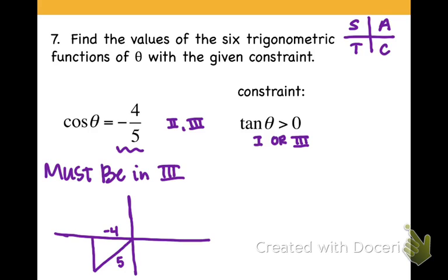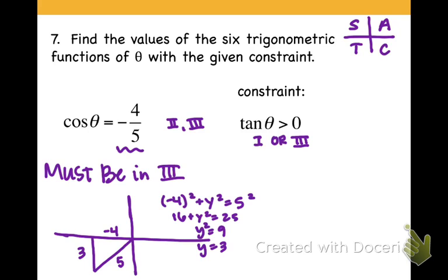So what I want to do is figure out what my last leg is, and I can use the Pythagorean theorem for that. And just like before, you want to be careful with those parentheses. It is negative 4 squared plus y squared equals 5 squared, making sure that negative is in parentheses. I get 16 plus y squared equals 25. So y squared equals 9. And then y has to equal 3.